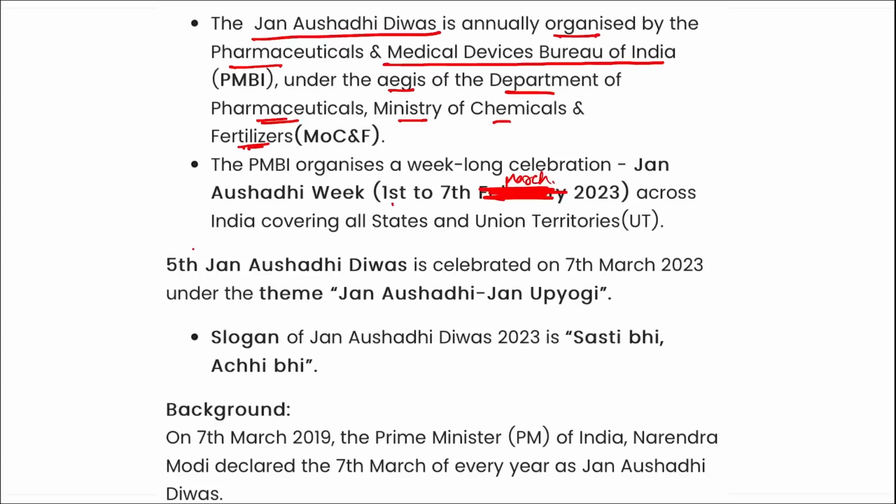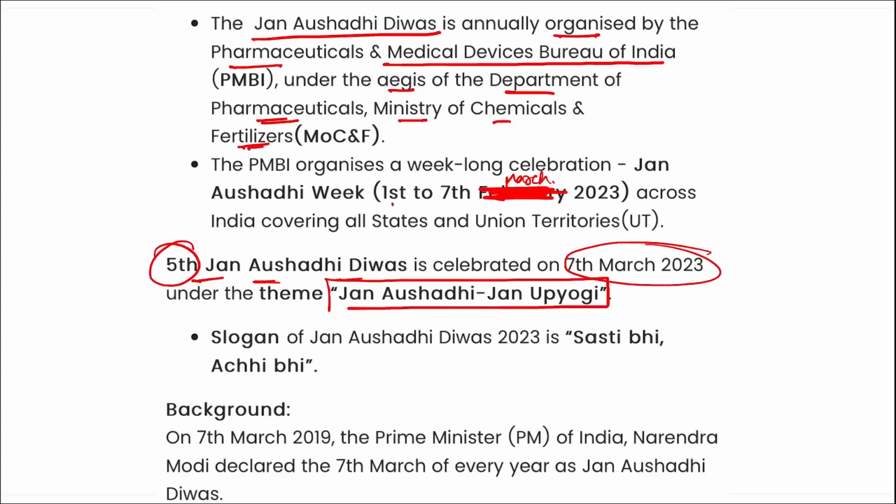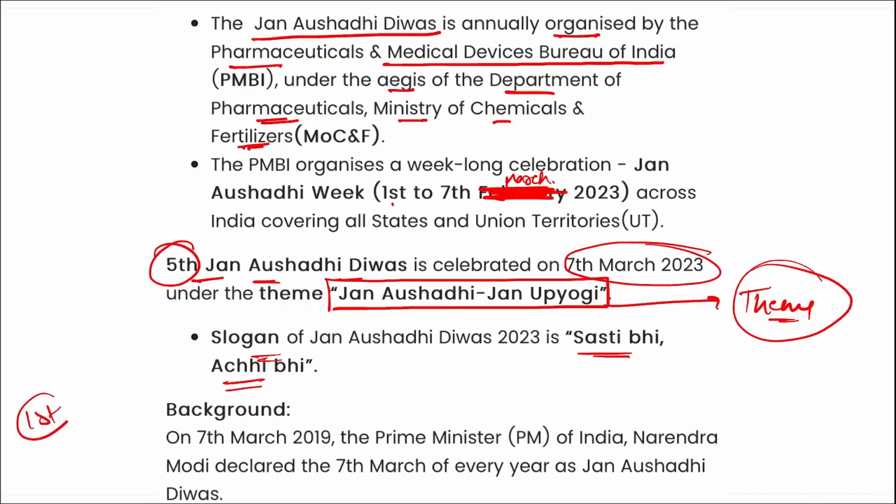Alright. The 5th Jan Aushadhi Divas was celebrated on 7th of March under the theme Jan Aushadhi Jan Upyogi. This is the theme that you need to remember. And the slogan here was Sasti bhi Achhi bhi. The first edition of the Jan Aushadhi Divas was celebrated on 7th of March in 2019.